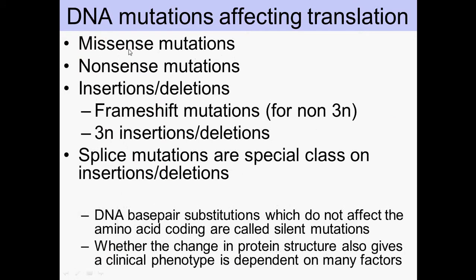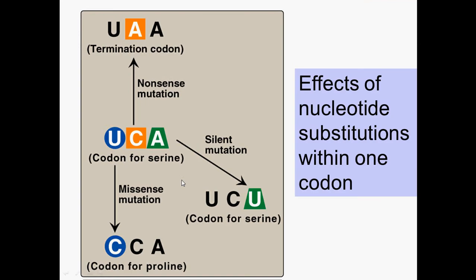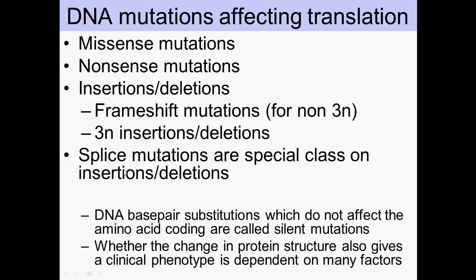And then we have missense mutations, nonsense mutations, insertions and deletions, splice mutations. The splice ones would be where we have a problem with the AG and GU, and then you might have an extra bit of intron in the exon, or you might chop off a bit of exon. That would be splice mutations.